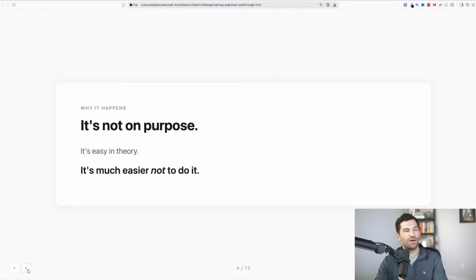So why am I talking about all this stuff? Well, why does this happen? It's not necessarily on purpose, or at least I don't believe so. A lot of teams are doing things fairly quickly, and it tends to be overlooked. And it's easy to talk about this in theory, but it's just so much easier not to do it. And I think that is the crux of this here. And I want to explain why it's still worth doing it.